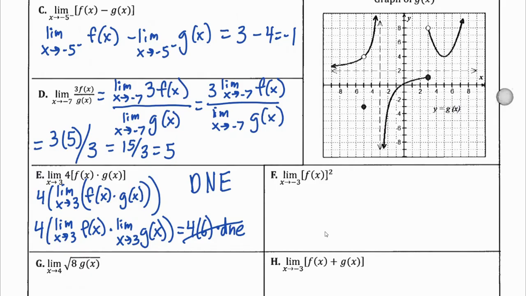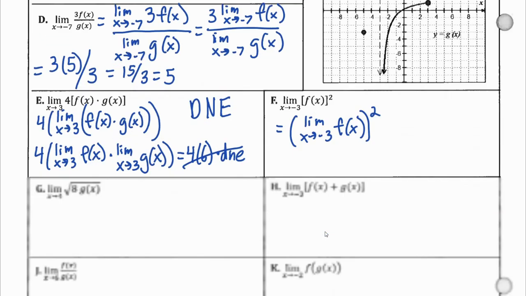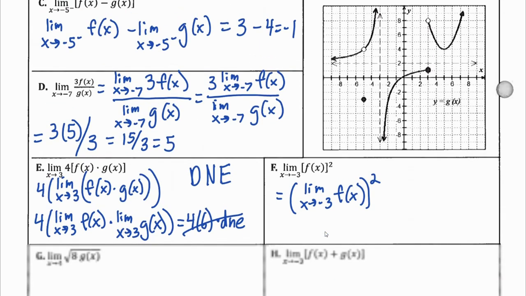Alrighty. So the next one, we have something squared. So again, we're going to take that square on the outside of the limit. So this will become the limit as x approaches negative 3 of f of x. That entire value, we're going to square. So we look at f of x as we approach negative 3. That is going to be negative 6. So what we're really doing here is negative 6 squared, which will end up being a positive 36.